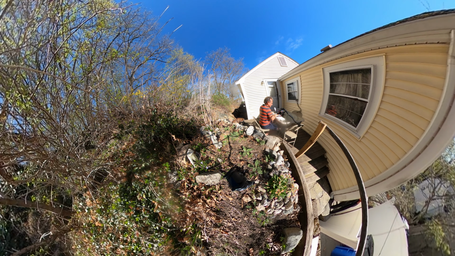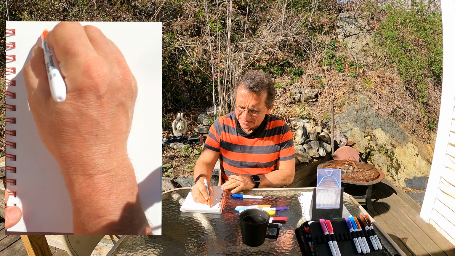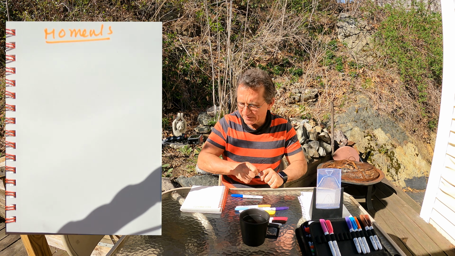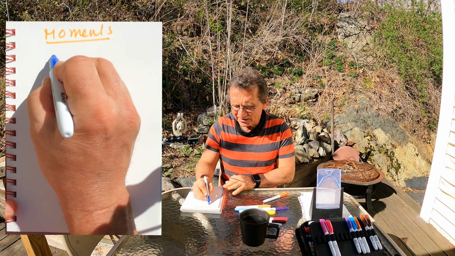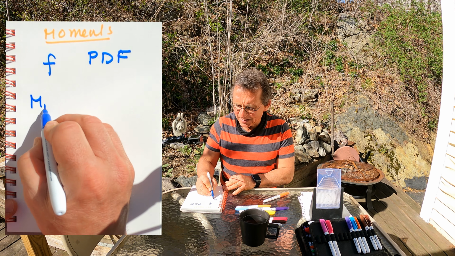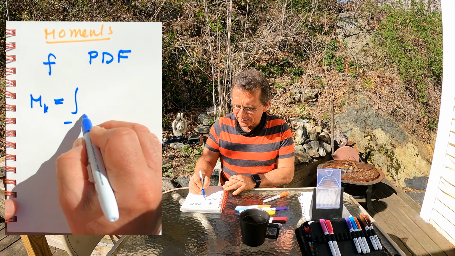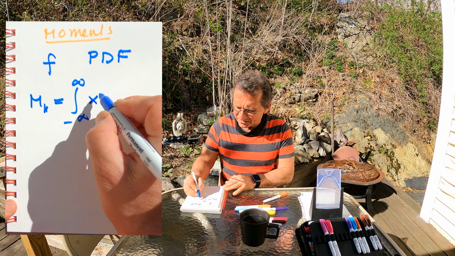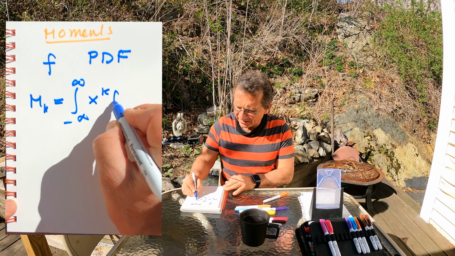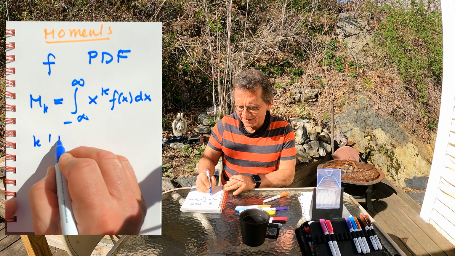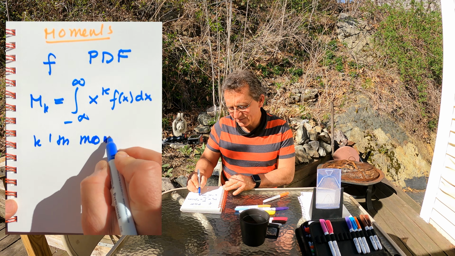So the first thing we are doing is moments. Let me just introduce moments. If f is a probability distribution function, so what we do is we define m_k, which is the integral from minus infinity to infinity of x to the k times f of x dx. So this is the kth moment.